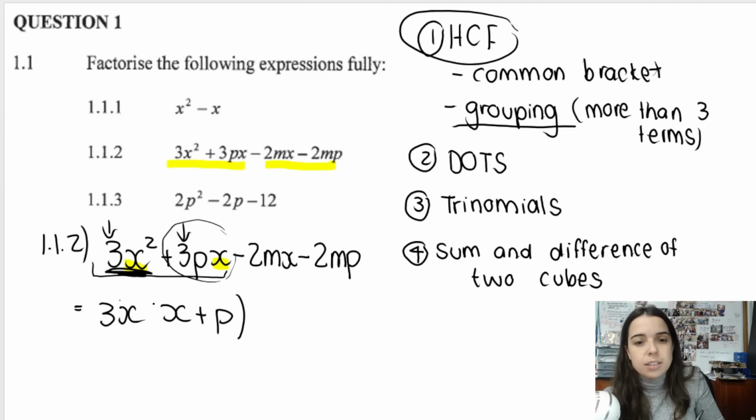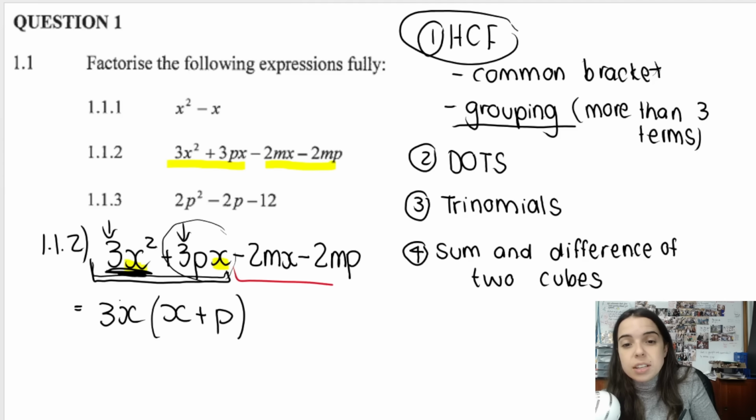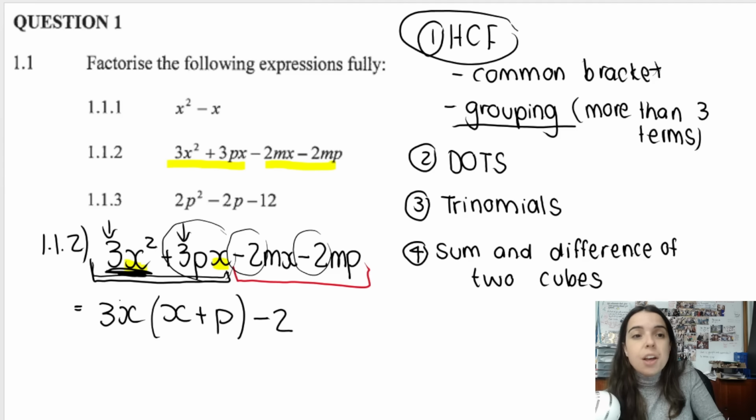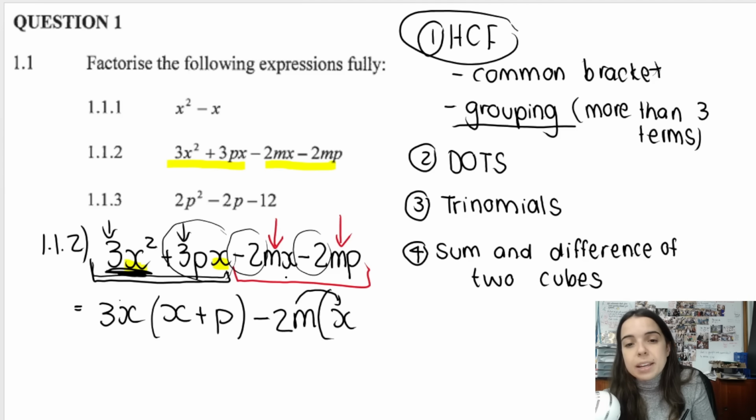So now I have done my first grouping and I've taken out a highest common factor from them. Now we're going to do it again, but with the last two terms. They both have a minus 2 in them, so I'm going to take out a minus 2. They also both have an m in them, so I'm going to take out an m. Open up your leftover bracket. What is negative 2mx divided by negative 2m? You're left with x. Multiply it back in to check, and it is correct. Then negative 2mp divided by negative 2m, we're left with positive p.